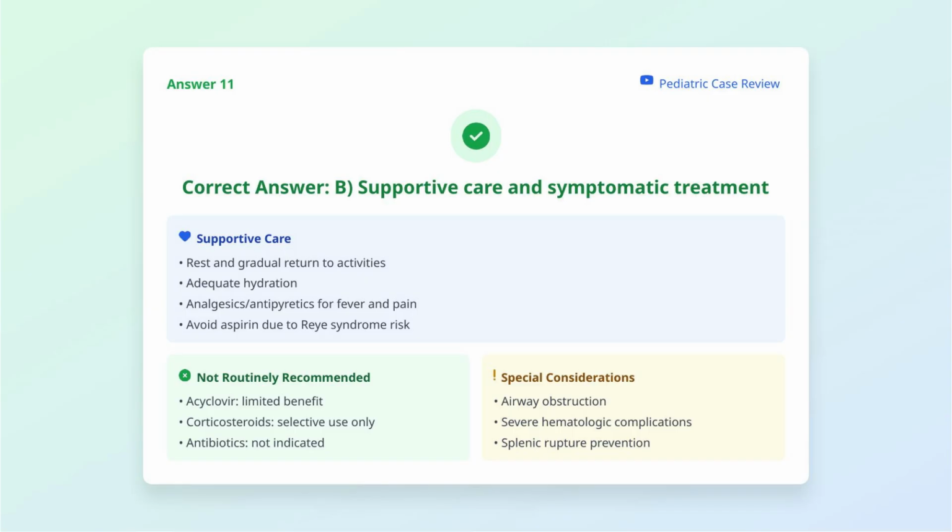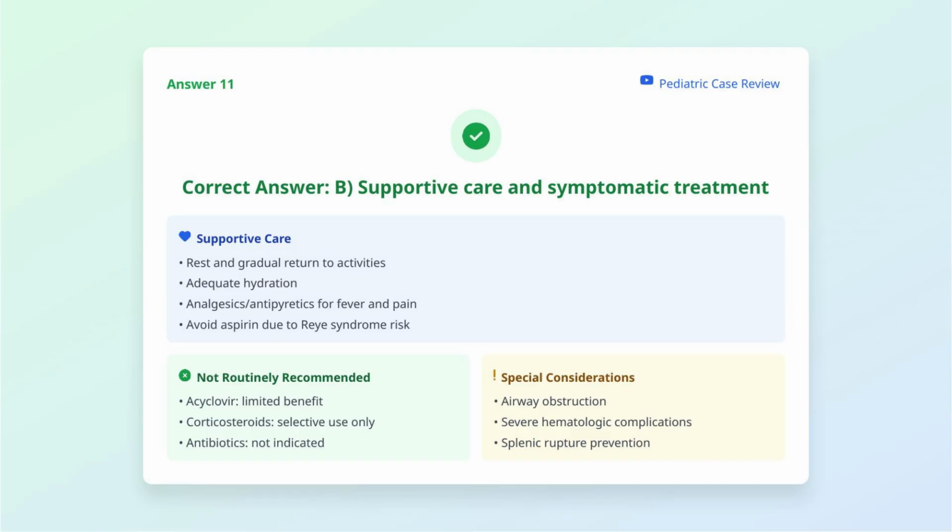The mainstay of infectious mononucleosis management is supportive care, which includes rest with gradual return to activities, adequate hydration, and analgesics or antipyretics for fever and pain. It's important to avoid aspirin due to the risk of Reye syndrome. Antiviral medications like acyclovir are not routinely recommended as they provide limited benefit.